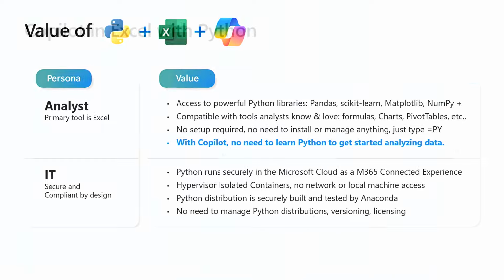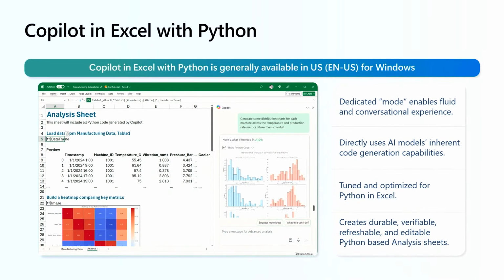All right. Before I jump into some demos, let's talk for a minute about Copilot in Excel with Python, which is what Satya demoed earlier in the week. So Copilot in Excel with Python is your gateway to leveraging Python in Excel. It is a dedicated mode of Copilot in Excel that has been specifically built for analytics. It enables a fluid conversational experience, and it taps directly into the AI's inherent code generation capabilities. But it has been tuned and optimized for Python in Excel, of course.